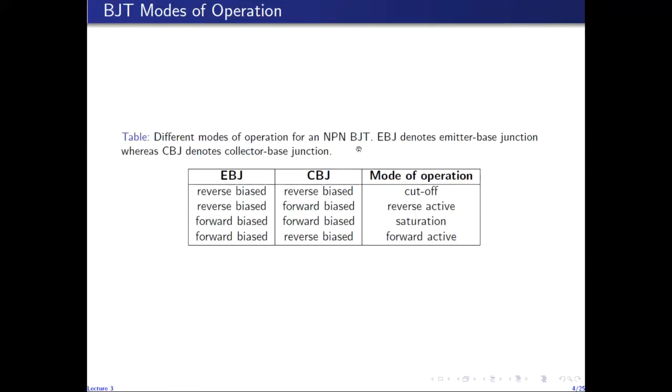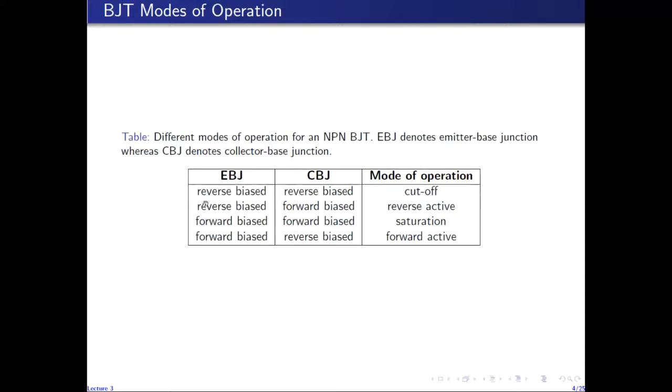BJT is constructed using two PN junctions, namely the emitter-base junction and the collector-base junction. And since each PN junction can be biased either in the forward mode or in the reverse mode, this gives a total of four modes of operation for the BJT.